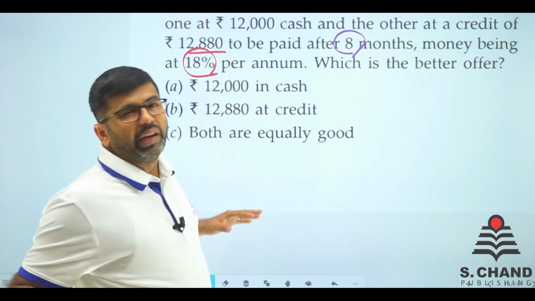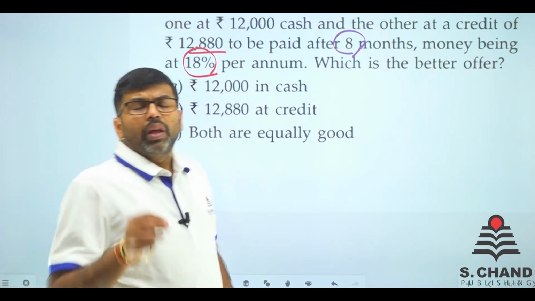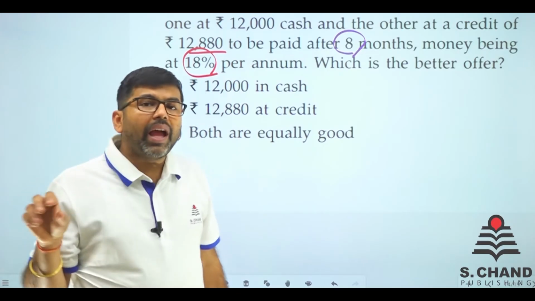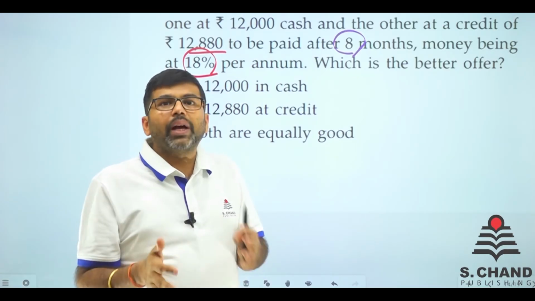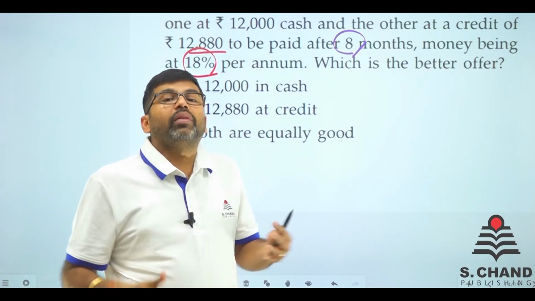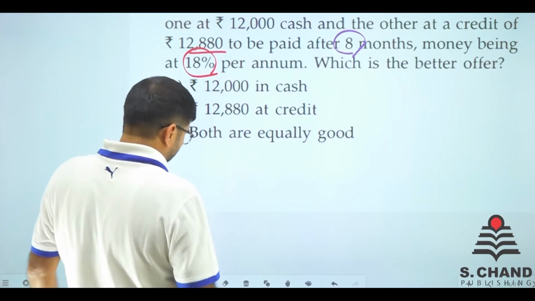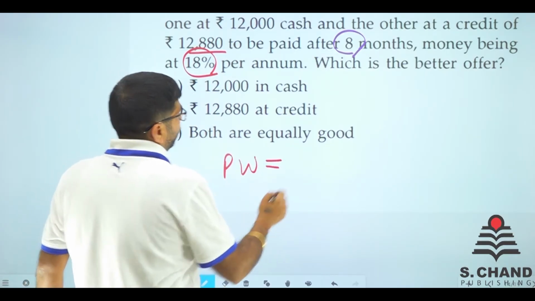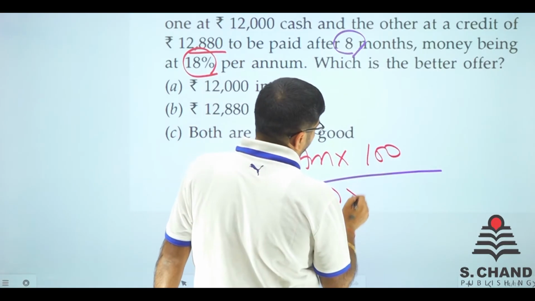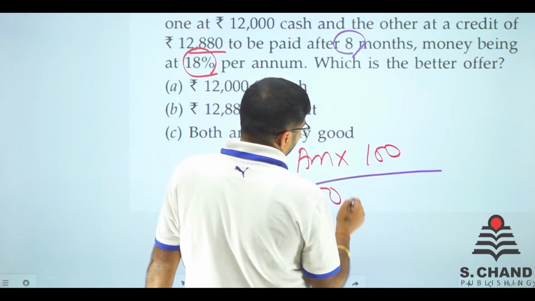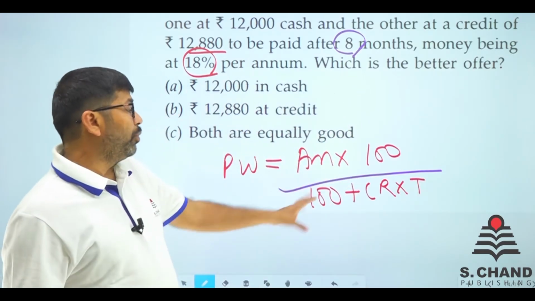So one is cash given directly, the other is credit. So credit at 12880, the amount is given. Just think about it. If the amount is given and we calculate the present worth, it will be easy for us to compare the present worth with the cash amount. Whichever comes better, that is our answer. If you remember, there was a formula for that. Present worth is equal to amount into 100 divided by 100 plus R into T, right?